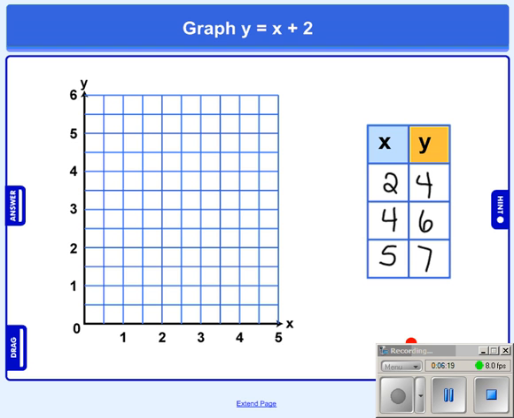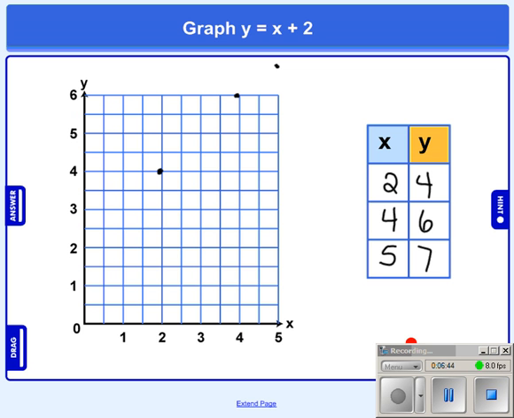Now what we're going to do is plot those on there. I should have 2, 4, put a line, 4 and 6, put a line, and I have more that I can fit, 5 and 7. What I have now are points that I can put together.